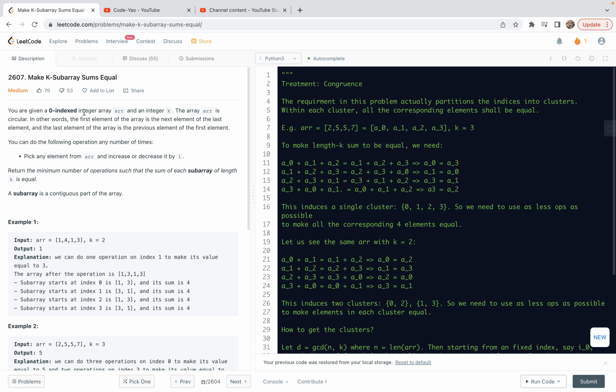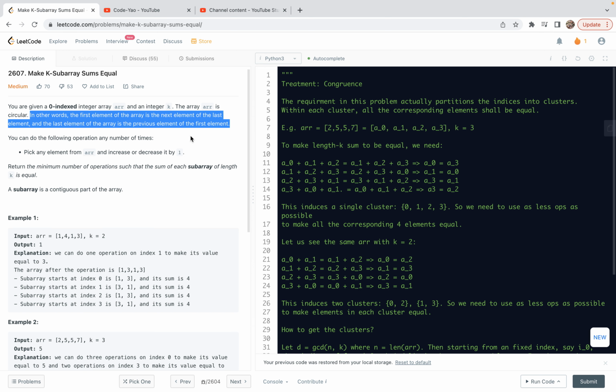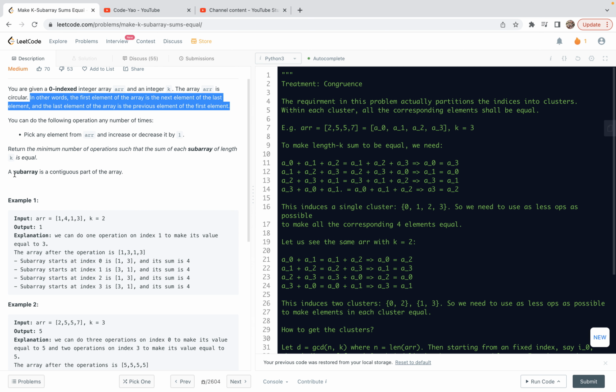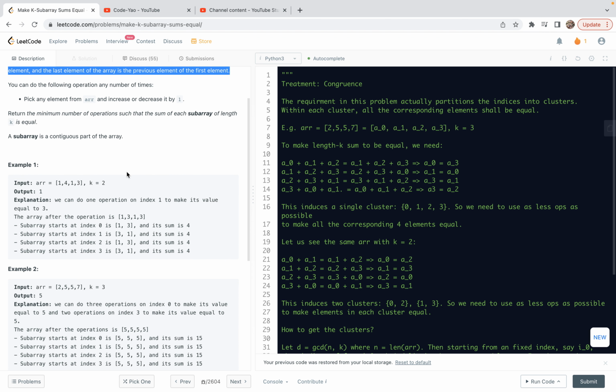Here, we are given a zero-indexed integer array called array and an integer k. The array is circular, right? Here, this explains what a circular array is. It's the same as our intuition. We can do the following operation any number of times: pick any element from the array and increase or decrease it by 1. We are required to return the minimum number of operations such that the sum of each subarray of length k is equal. Here, a subarray is a contiguous part of the array. This is the main problem statement.